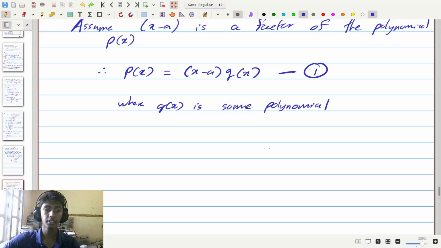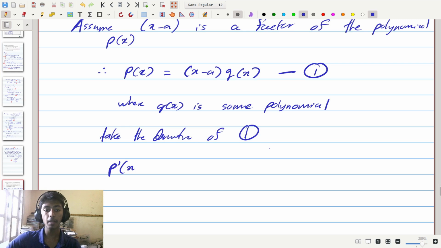So let's do that. So let's take the derivative of 1. So doing so, on the left hand side we get p prime of x, which is the derivative of p of x, but on the right side we have a product of two functions. Now as we know, when you take the product of two functions and you take its derivative, it's going to be equal to the first function's derivative times the second function plus the first function times the second function's derivative.